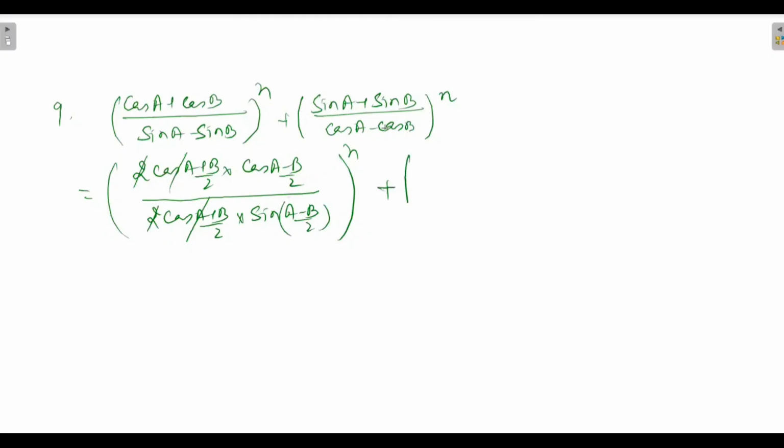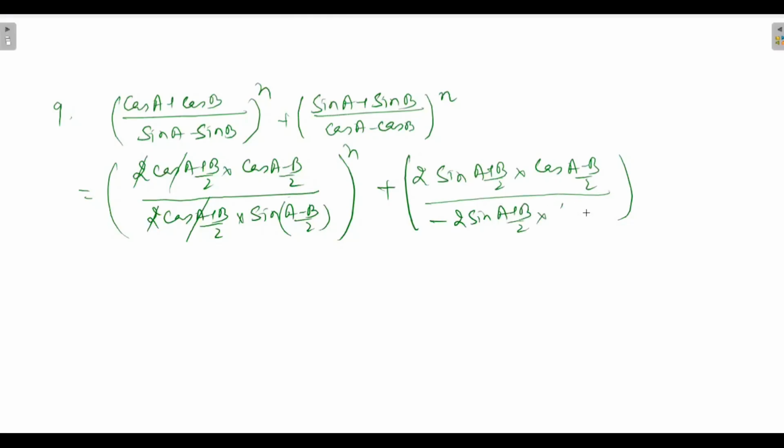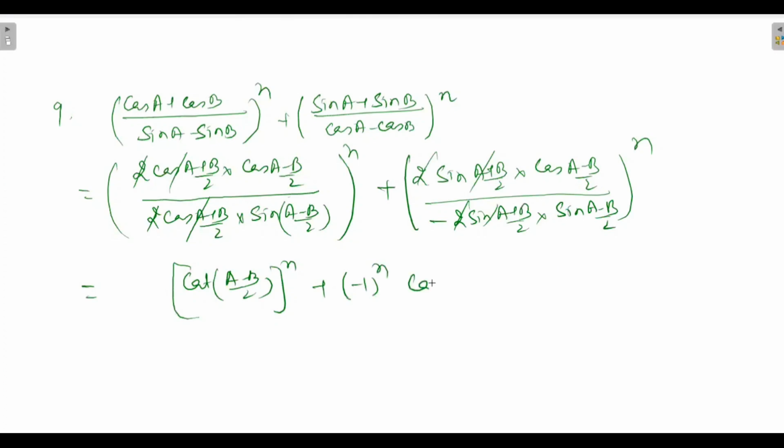The same thing will happen over here, with sin A plus sin B. So you can write 2 times sin((A plus B)/2) into cos((A minus B)/2). And here it will be minus 2 times sin((A plus B)/2) into sin((A minus B)/2). So this is gone. So what is happening here is that you got this as cot((A minus B)/2) to the power n, and here you got minus 1 to the power n, and again cot((A minus B)/2) to the power n.